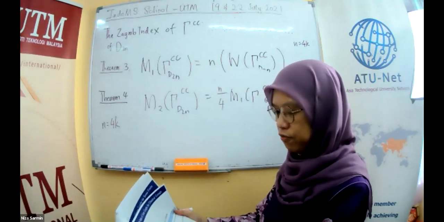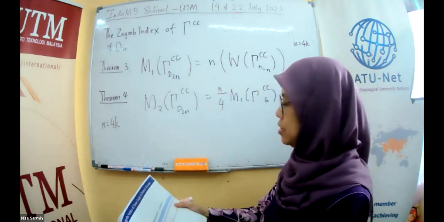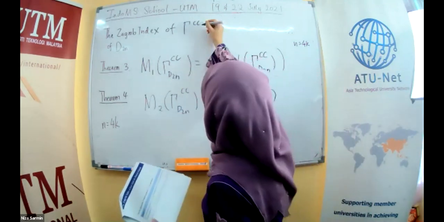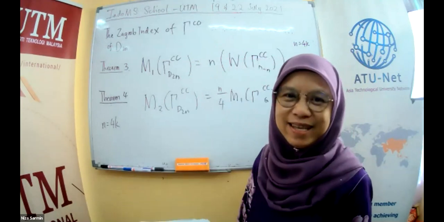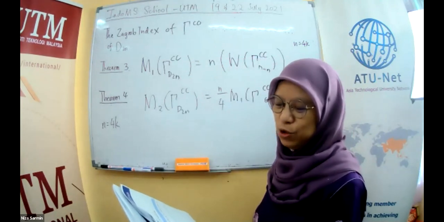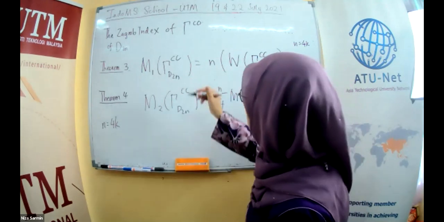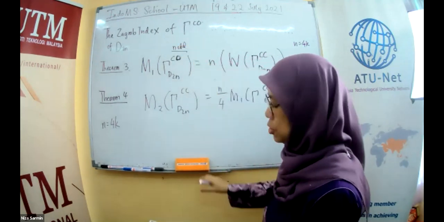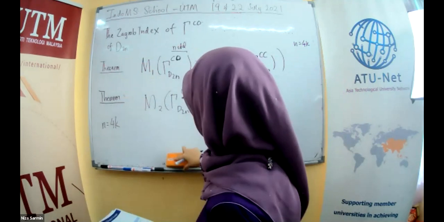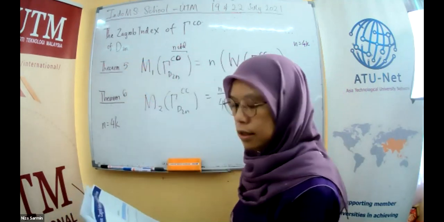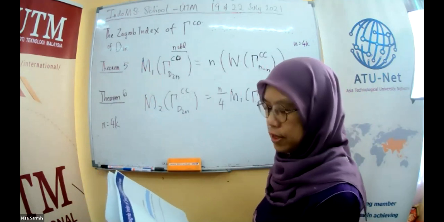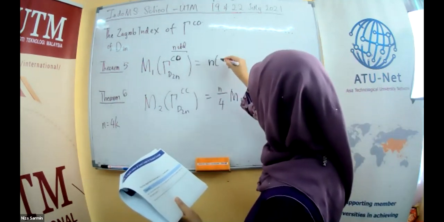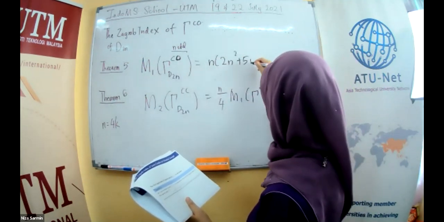All right, let me move on to the first Zagreb index of the co-prime graph for D2n. So the first case is when n is odd. n is odd. So I call this 5 and 6. The first Zagreb index of this is equal to n(2n squared plus 5n minus 5).